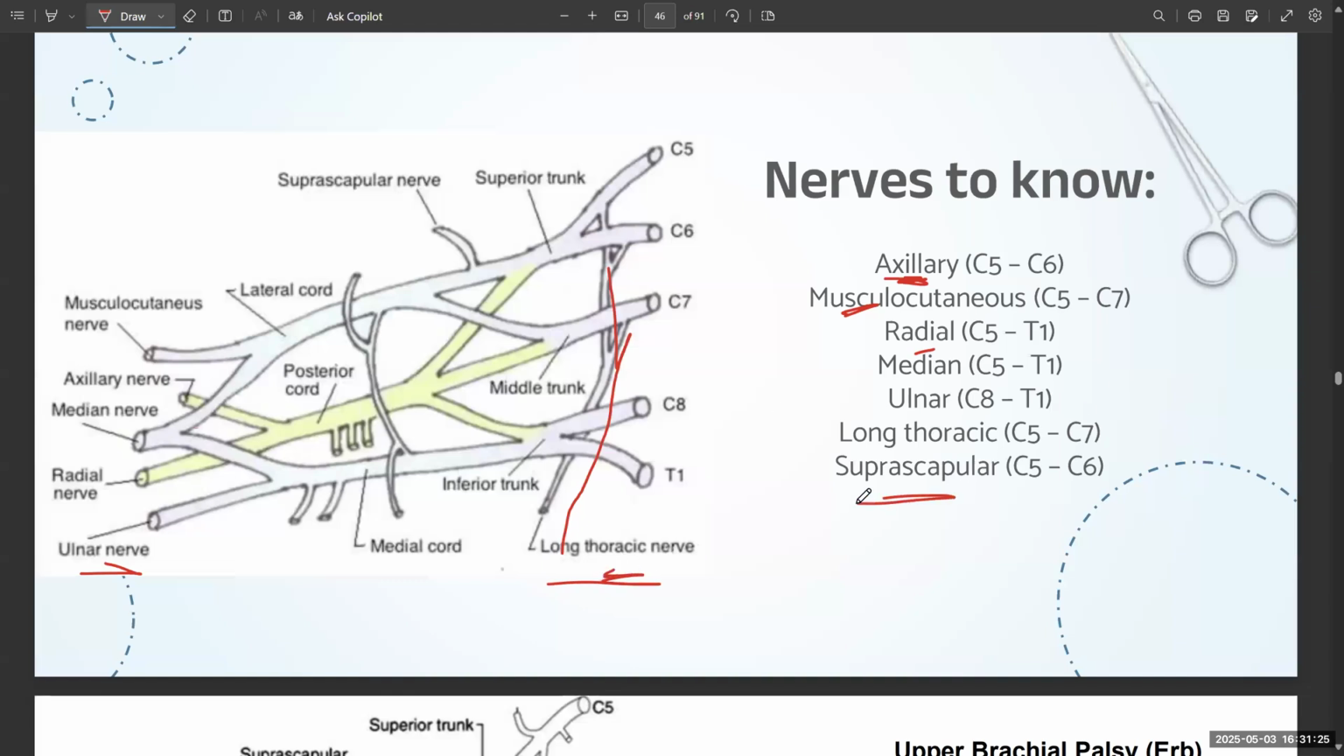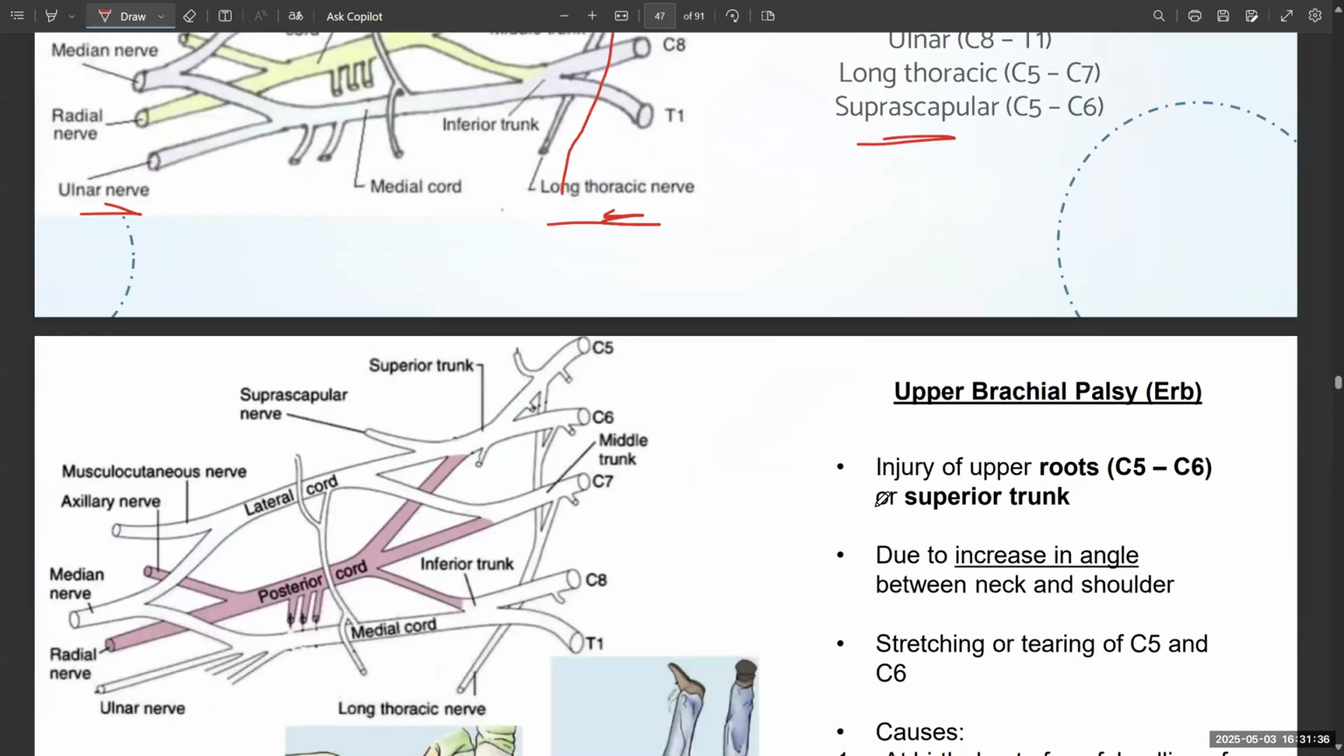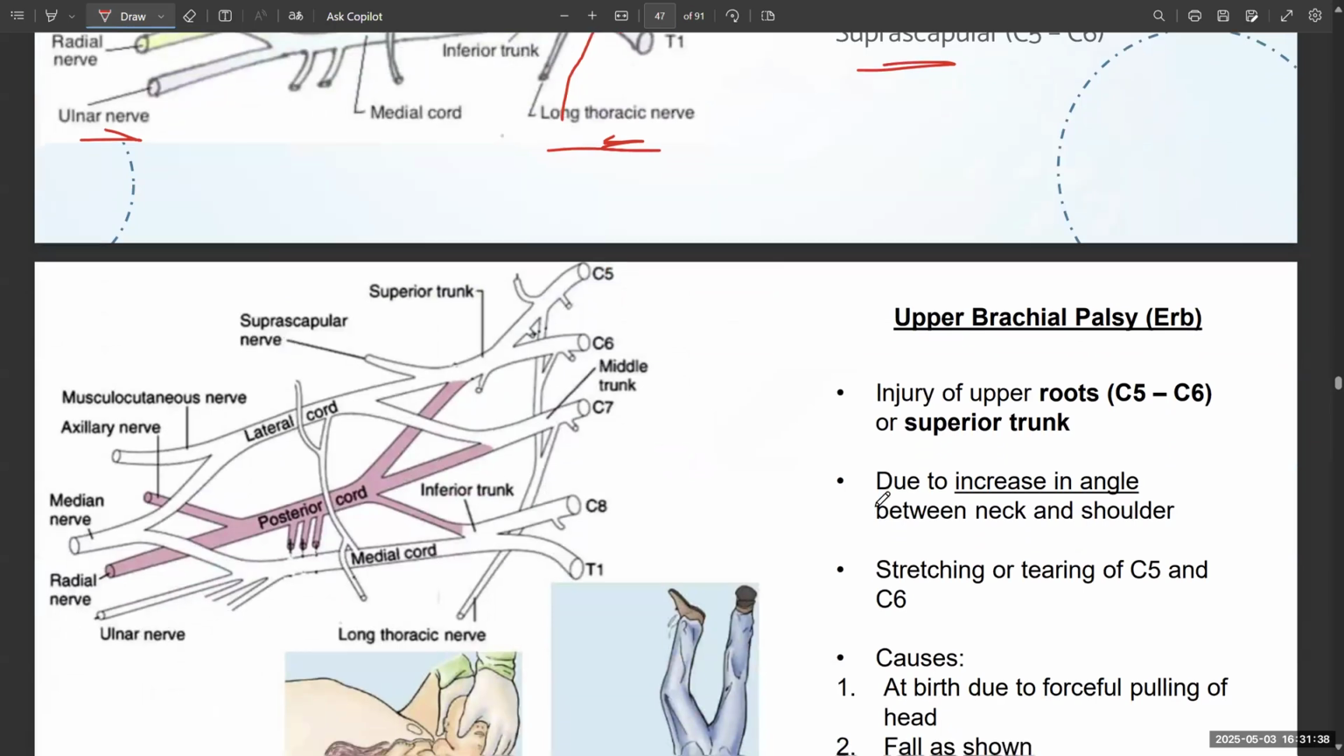Then we have the suprascapular nerve. Again, this was from the superior trunk. So you see this is the superior trunk, and then you get the suprascapular nerve. I hope that this is clear. Next, we move on to the palsies.